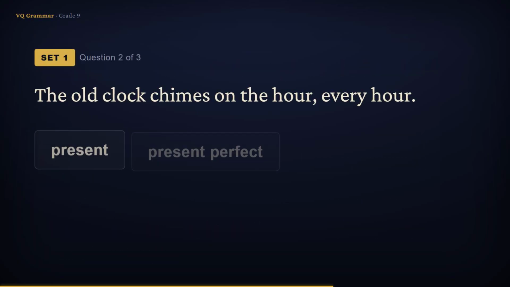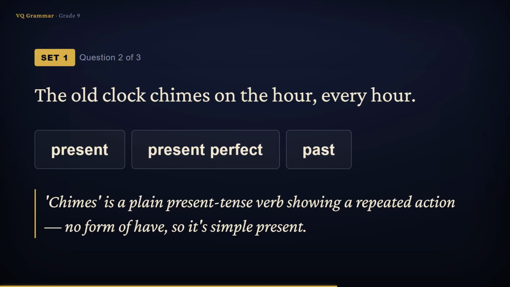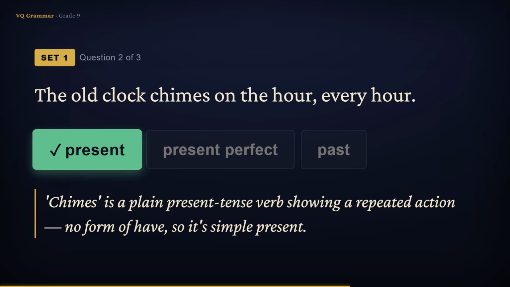The old clock chimes on the hour every hour. The verb is chimes. Is there a form of have in front of it? No, just the plain verb. And it describes something that happens over and over, again and again. A repeated action, no have. That's the simple present tense.